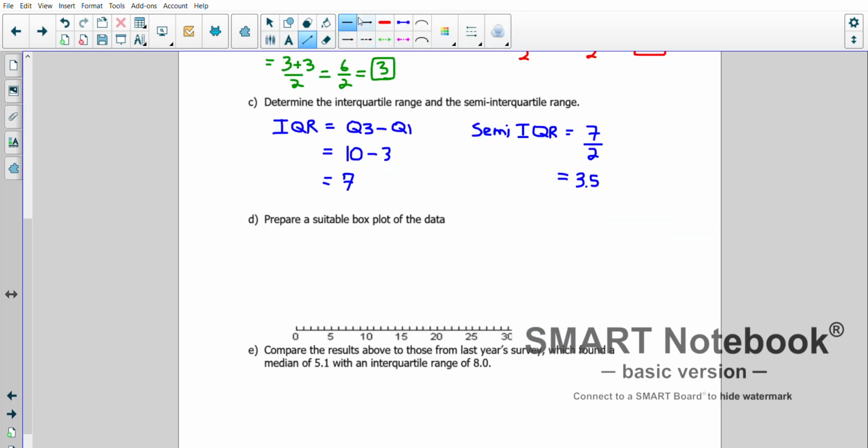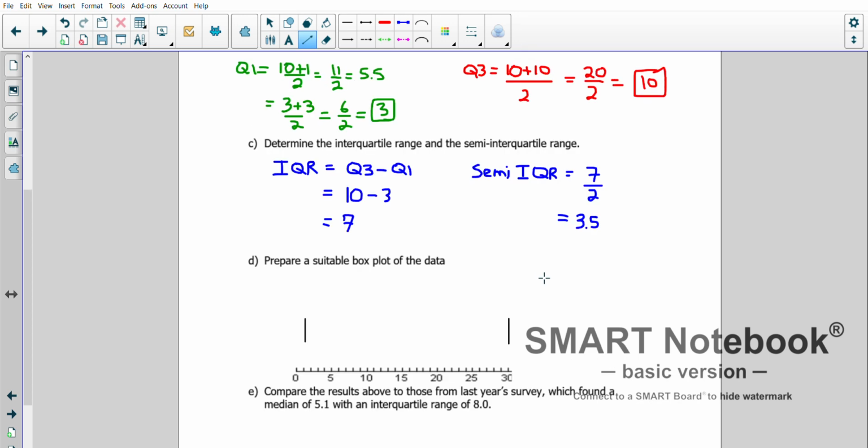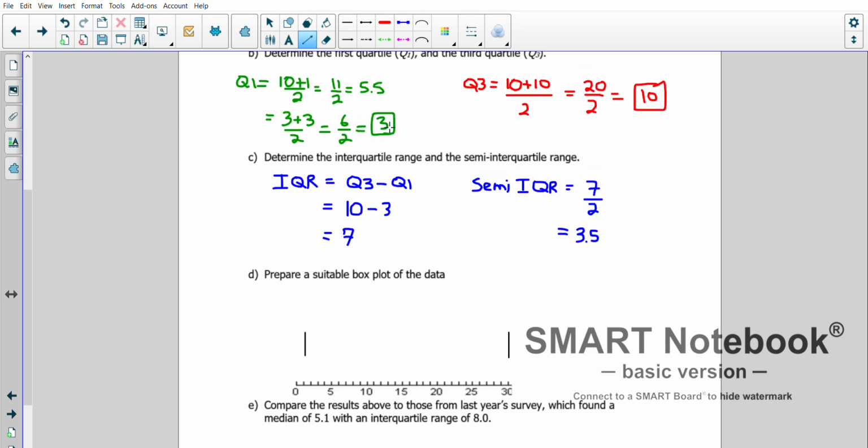So I'm going to get a line here, make it black. Here's my lowest data point. Tried to make that at 1. My highest data point is at 30. So those are the whiskers. The left side of the box is going to be the first quartile, which is 3. The right side of the box is going to be the third quartile, which is 10.